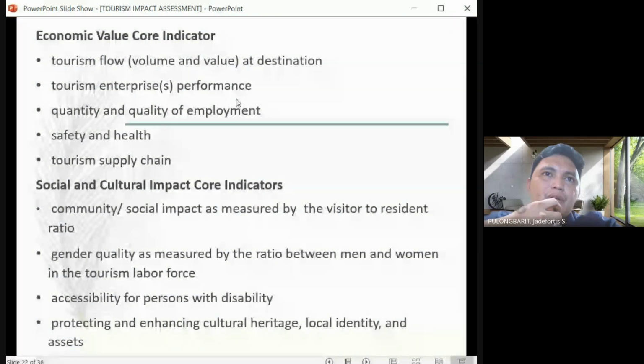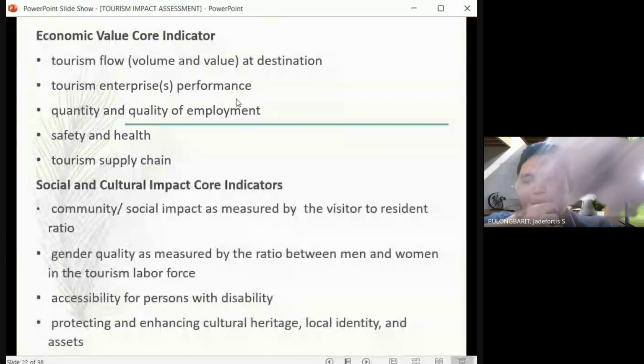Under social and cultural impacts coordinator, there are only four: community social impact as measured by the visitor to resident ratio, gender equality as measured by the ratio between men and women in the tourism labor force, accessibility per person with disability, and protecting and enhancing cultural heritage, local identity, and assets.